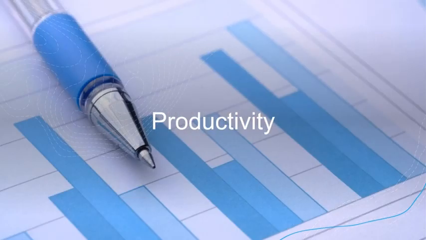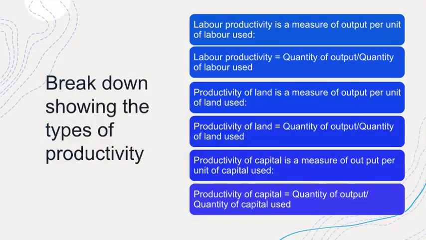Productivity is a measure of output per unit of input. Labor productivity is output per unit of labor input. For example, number of refrigerators made per person employed. Production is simply the act of converting raw materials to goods and services, whereas productivity is a measure of how rewarding a factor of production is in terms of output produced. While labor productivity is often spoken about, especially among trade unions, economists also measure the productivity of land and the productivity of capital. Breakdown showing the types of productivity.